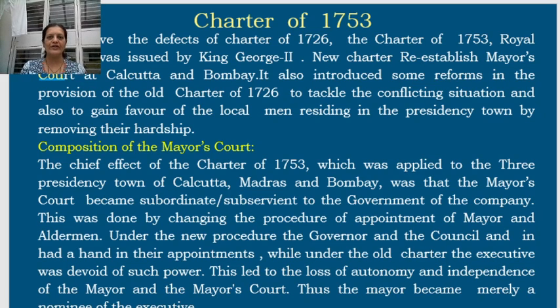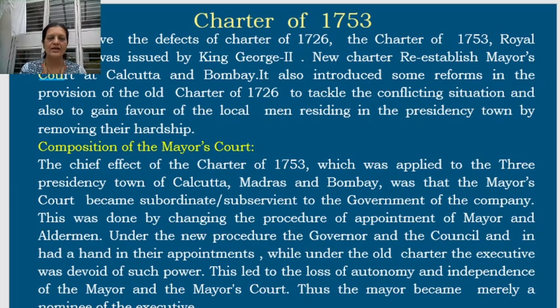To remove the defects of the Charter of 1726, the Charter of 1753, which was a royal charter, was issued by King George II. The new charter re-established Mayor's Courts at Calcutta and Bombay. It also introduced some reforms in the provisions of the old Charter of 1726 to tackle the conflicting situation and also to gain the favor of the local men residing in the presidency towns by removing their hardship.